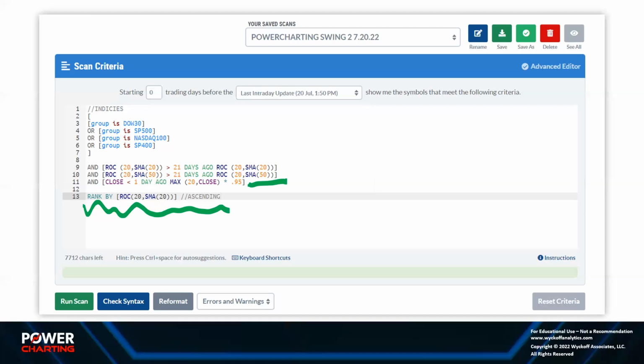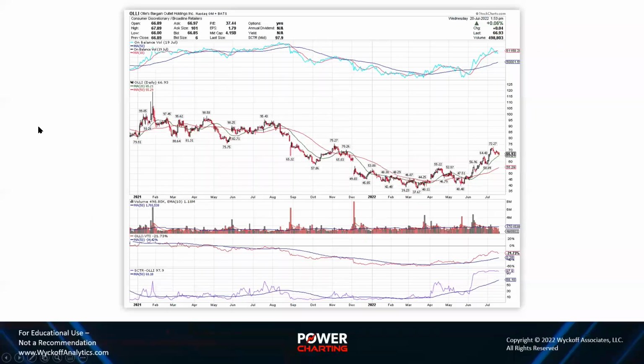That's the best way to learn how to do it: just take this, screen capture it, type it in there, learn how to do it, make mistakes on syntax and everything, get all that worked out, and you're starting to learn scanning. So with that, let's start with the first one, which is Ollie's Bargain Outlet. And look at this beautiful structure.